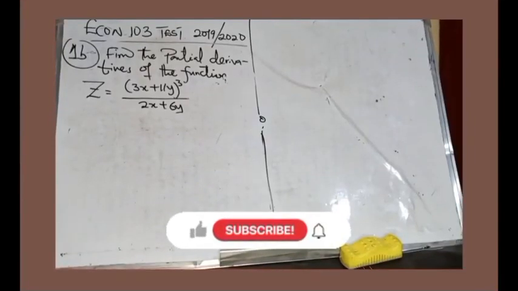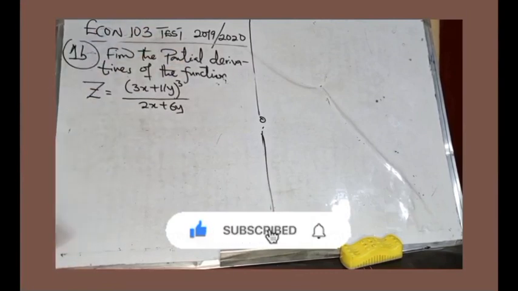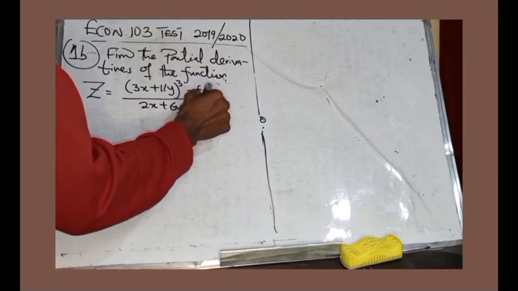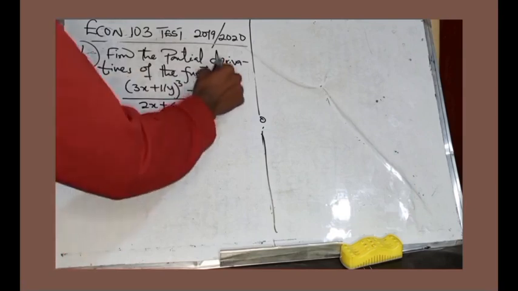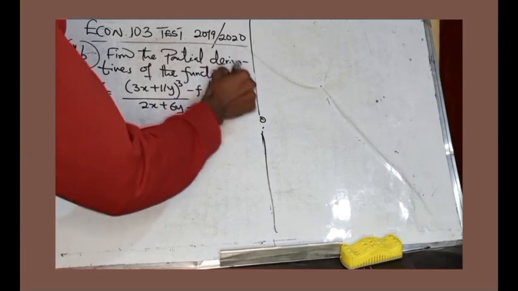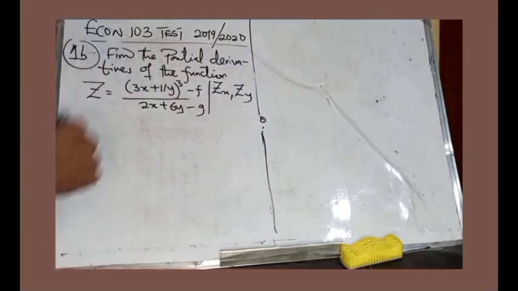Okay, guys, now let's solve question 1b. We say find the partial derivatives of the function z equals this term here. To solve this one, I can call this my f and call this my g. My aim now is to find z with respect to x, and after which I'll look for z with respect to y. So to solve this, I am going to apply the quotient rule.